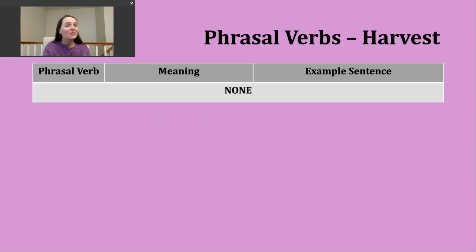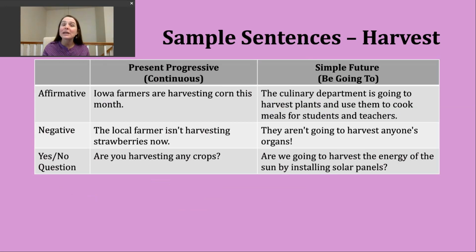Okay. Now, there aren't any additional phrasal verbs that we need to study, so we can focus on practicing using our verb of the day in a couple different verb tenses. Today, we're going to look at the present progressive, also known as the present continuous, and the simple future. Let's start with the present progressive. We use this verb tense to talk about an action that is happening right now.